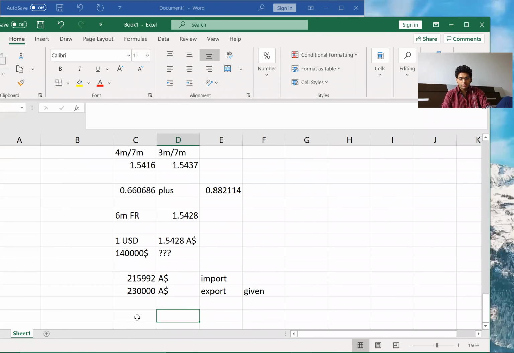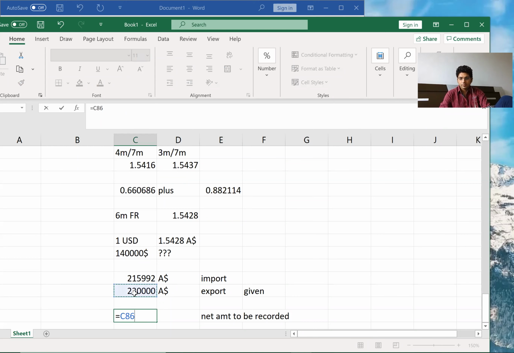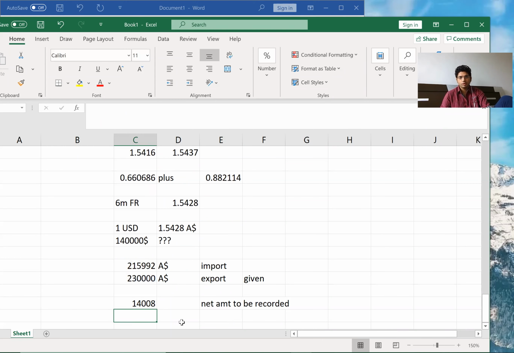Okay. So the net amount to be recorded will be 2,30,000 minus 2,15,992. So 14,008 Australian dollars is the net amount to be recorded as export. So that is a profit, correct? So I think someone had given the correct answer. Okay, 14,008 Australian dollars profit. That was the correct answer. So only Ragini got it right.